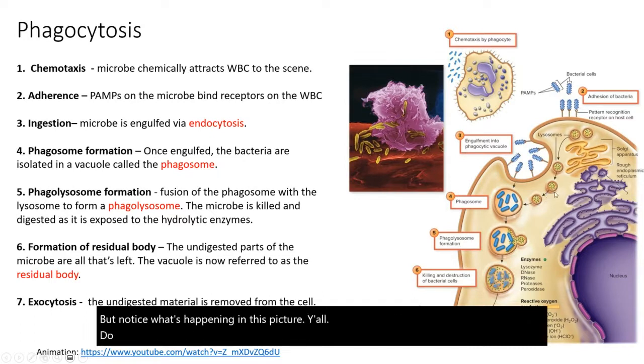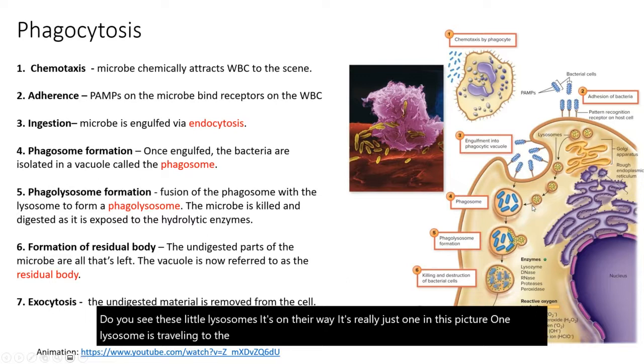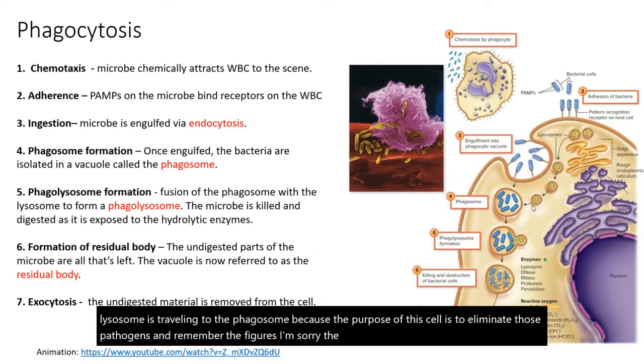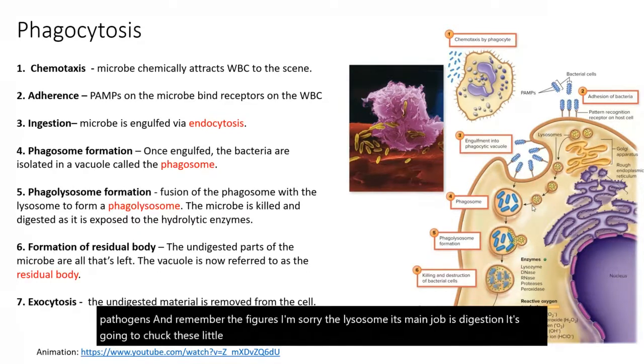But notice what's happening in this picture, y'all. Do you see these little lysosomes? It's on its way. Well, it's really just one in this picture. One lysosome is traveling to the phagosome because the purpose of this cell is to eliminate those pathogens. And remember, the lysosome, its main job is digestion. It's going to chop these little pathogens to bits, okay?